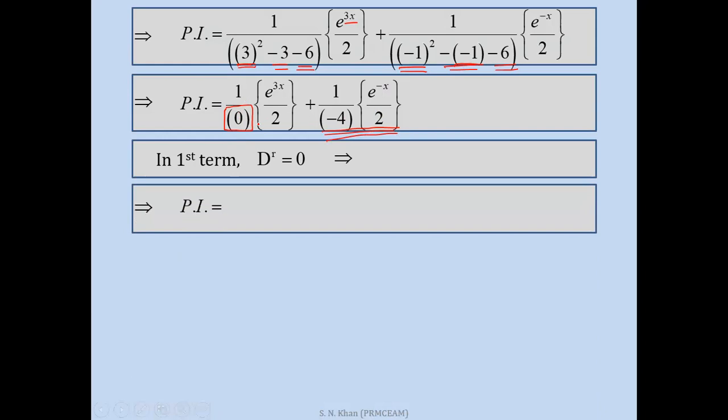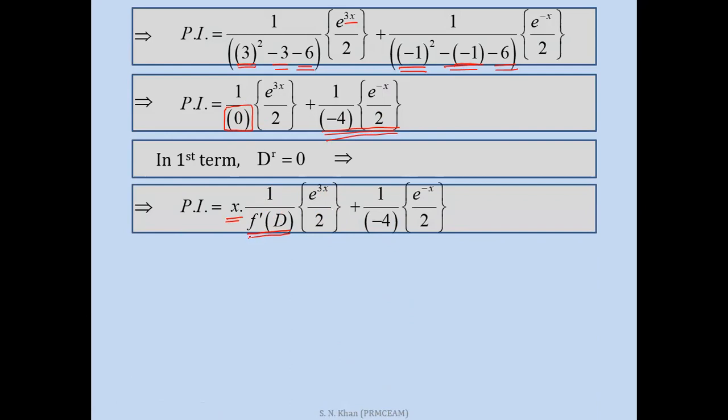अभी PI equals to first term के अंदर डिनोमिनेटर 0 है, सो फर्स्ट टर्म को हमें x से मल्टीप्लाई करना है और ऑपरेटर का डेरिवेटिव लेना है. सो ये x से यहाँ पे मल्टीप्लाई कर दिया and into 1/f'(D). f(D) के जगह पे डेरिवेटिव आ गया f' into फंक्शन as it is, e to the power 3x/2. फंक्शन में कोई चेंज नहीं रहेगा. सेकंड टर्म as it is, plus 1/-4 into e to the power -x/2.